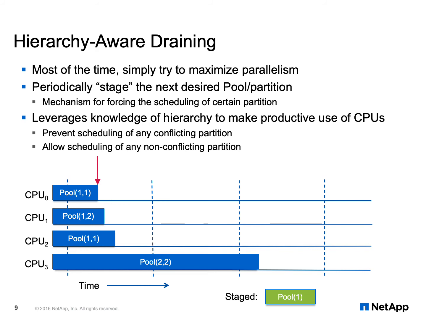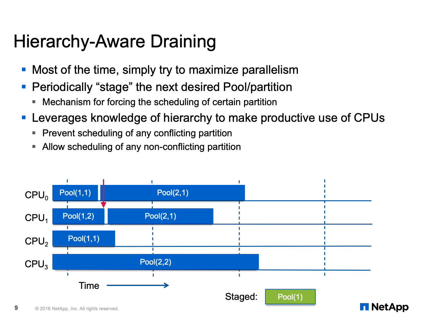However, rather than sitting idle, waiting until pool 1 can run, CPU 0 now picks some other data partition that doesn't conflict with pool 1 so that it can make effective use of those cycles on that core. At some point, another partition will finish on another core and will need work to do. However, again, pool 1 cannot be scheduled because it conflicts with what's running on CPU 2. So we pick some other partition that is safe to run.